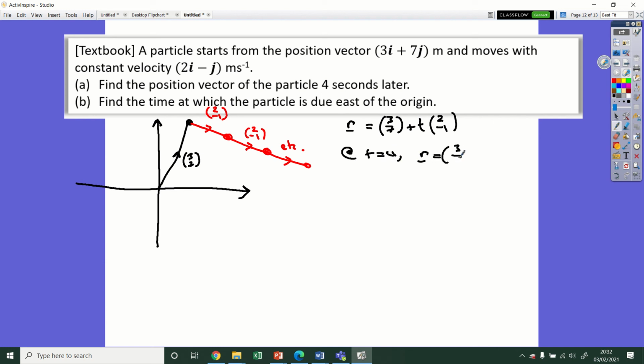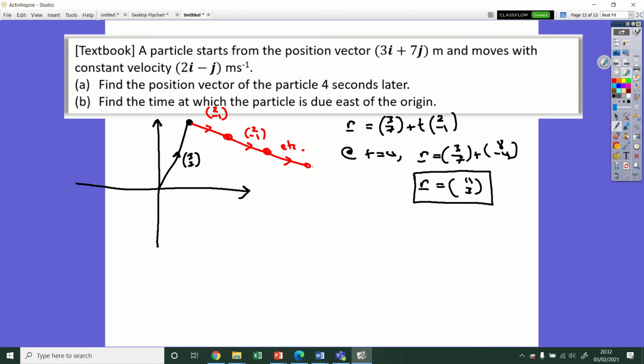So that's 3, 7 plus, and then if I put the 4 into the bracket, I can then get myself 8 minus 4. And then adding the vectors gives me 11, 3. So that's my position after 4 seconds. Okay, which you can work out. You can add this and 4 of these.